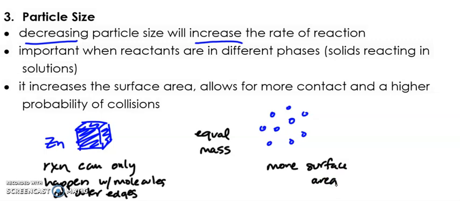Where you're going to allow more molecules to be able to react, right? Because then you've made your area, your layers bigger. All right, so particle size. The smaller the particle, the more the surface area, the faster it will react.